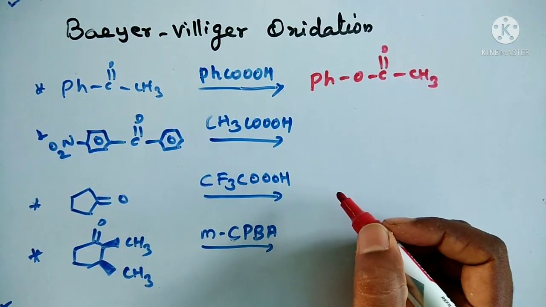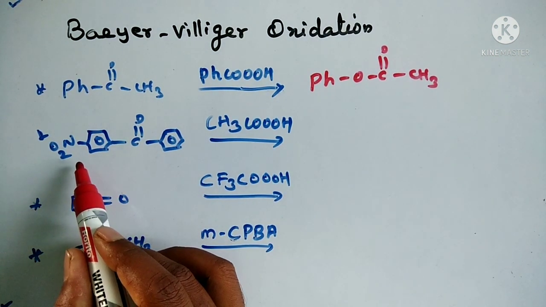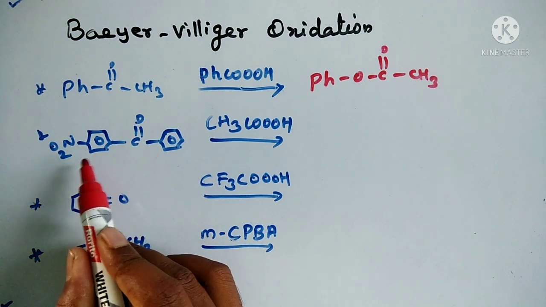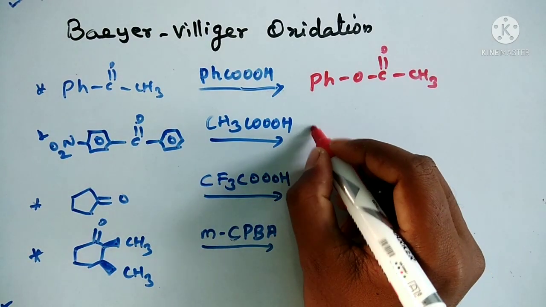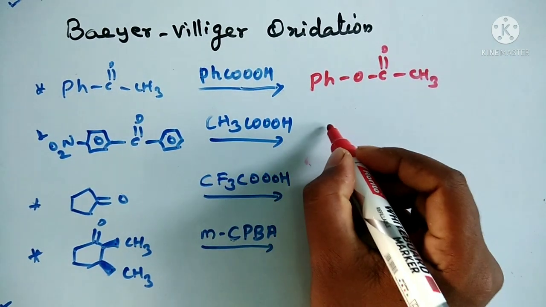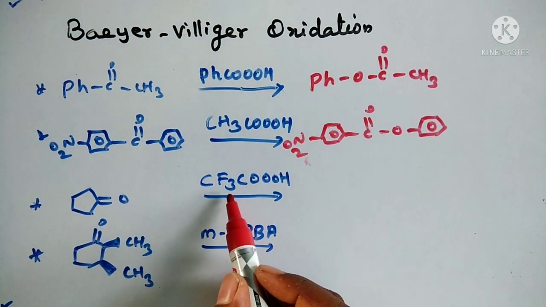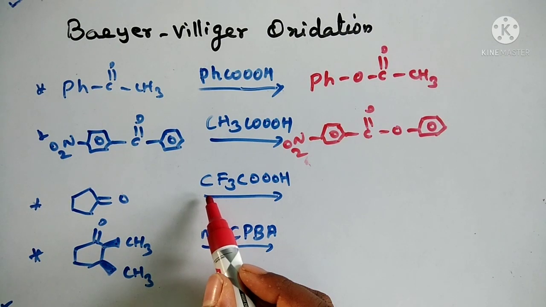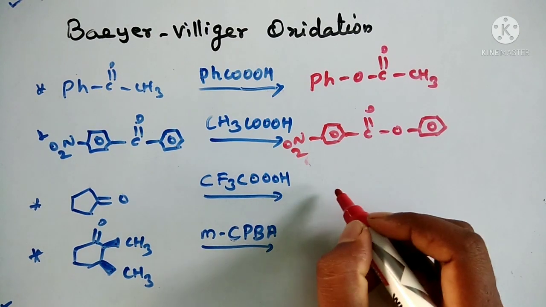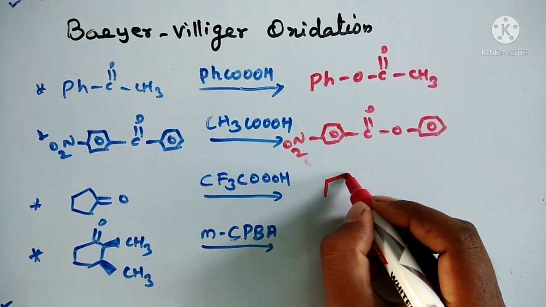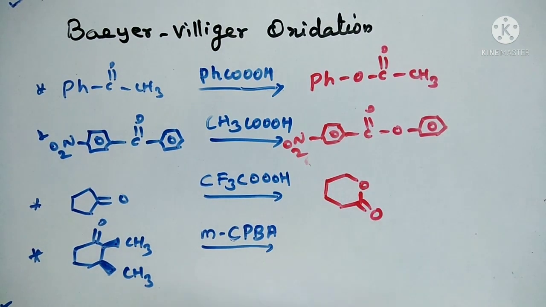Just look at where the electron density is more. In this case, this is an electron withdrawing group. This is phenyl. So phenyl is more preferable than para-nitrophenyl. So what is your answer? So the next is trifluoroperacetic acid. Here it is symmetrical. You can insert oxygen at any one place. So here is nothing to worry about. Just insert the oxygen.